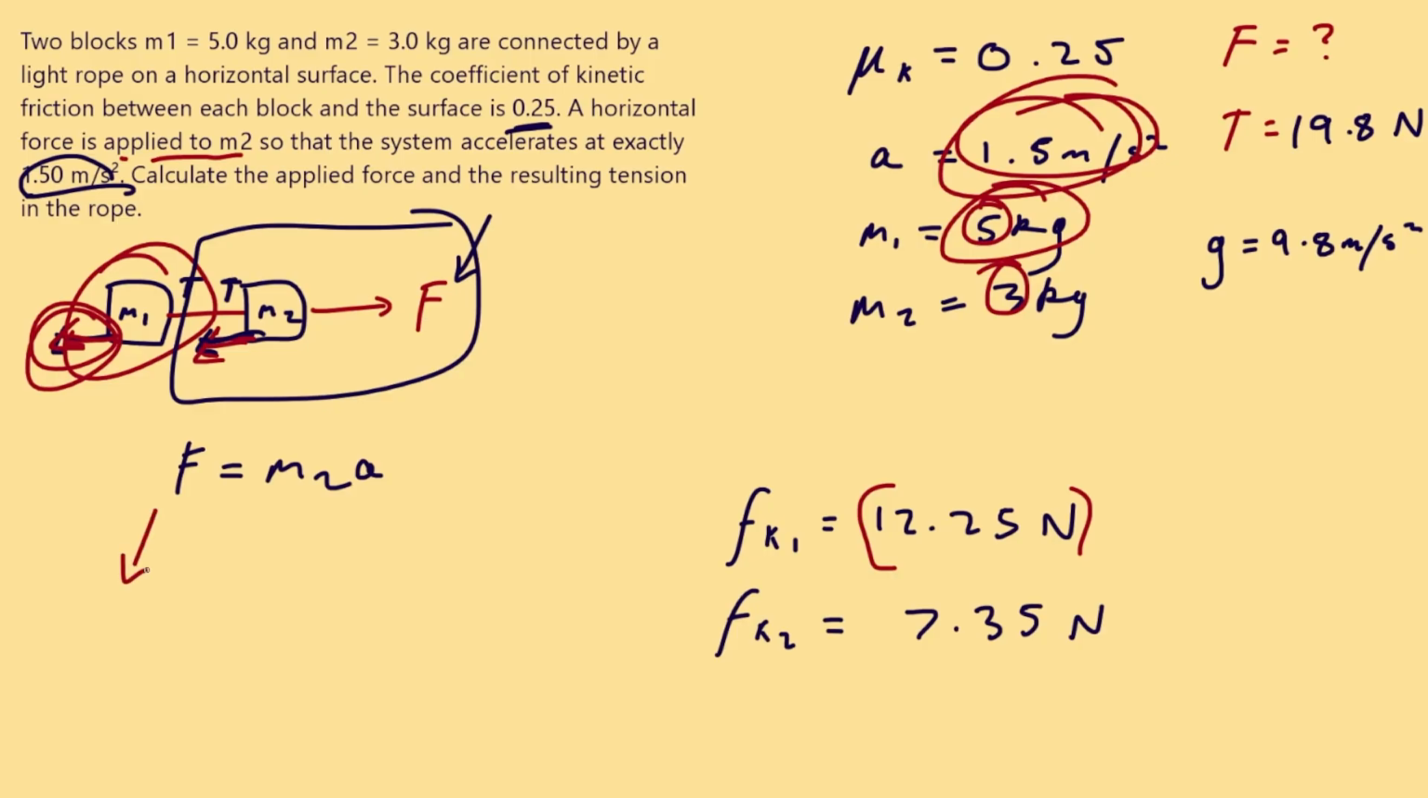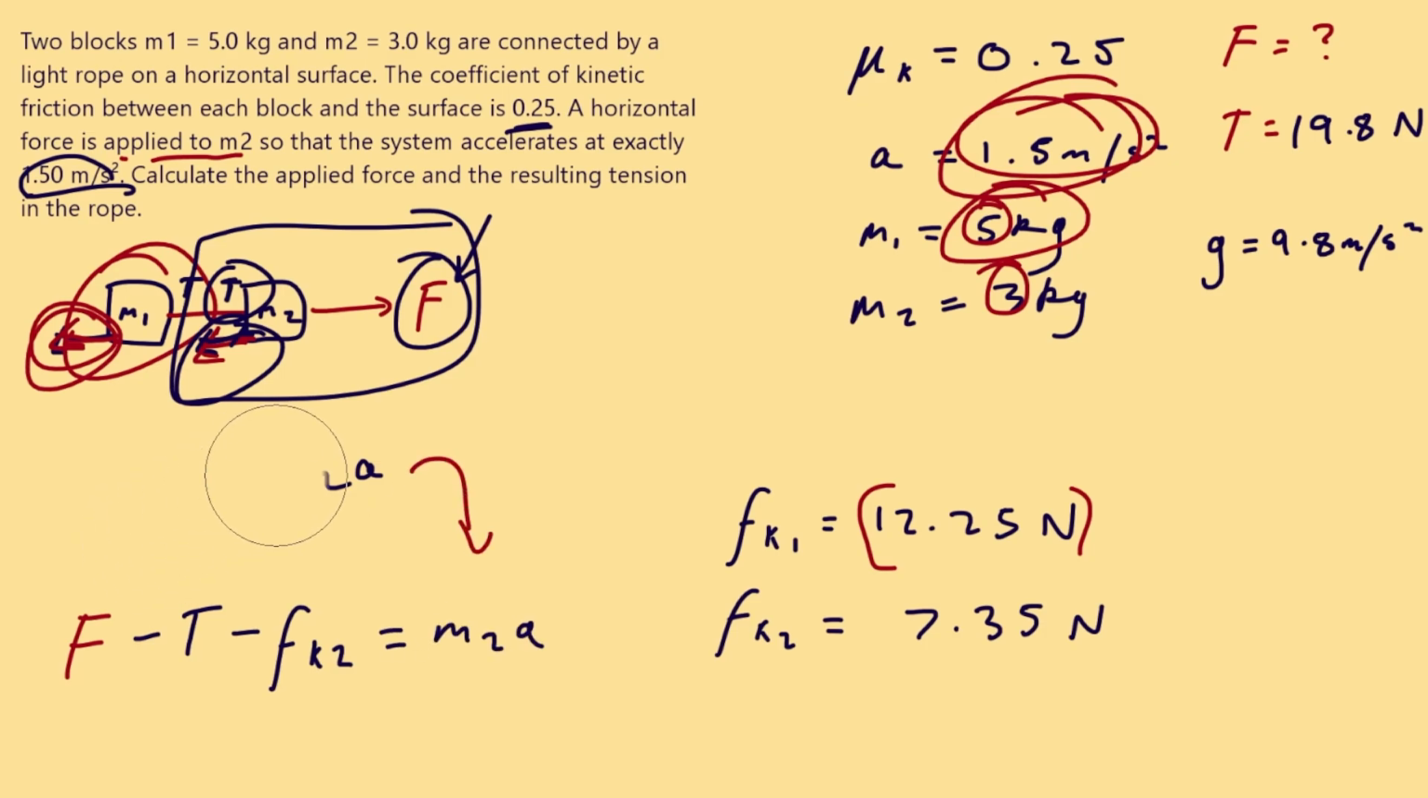So what are the forces acting on mass 2? Well, there's of course the unknown force that we're looking for. And going against that force, opposing it, is tension and friction. Simple. This is equal to MA. That is our crafted equation for mass 2. And we can go ahead and solve for F, giving us F equals M2A plus T plus FK2.